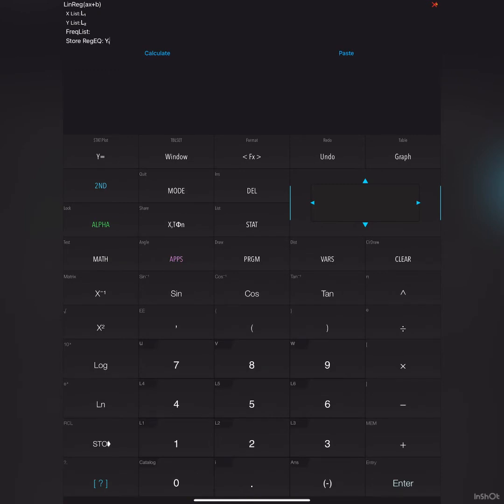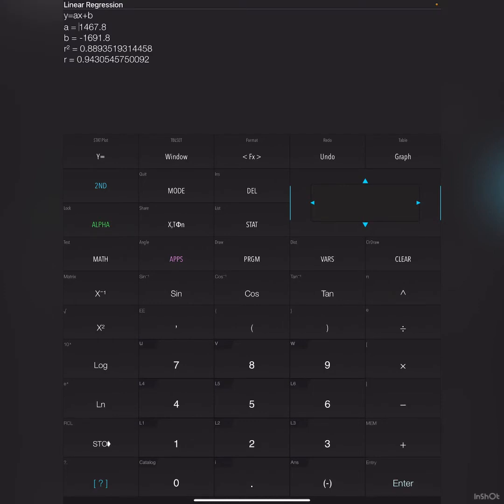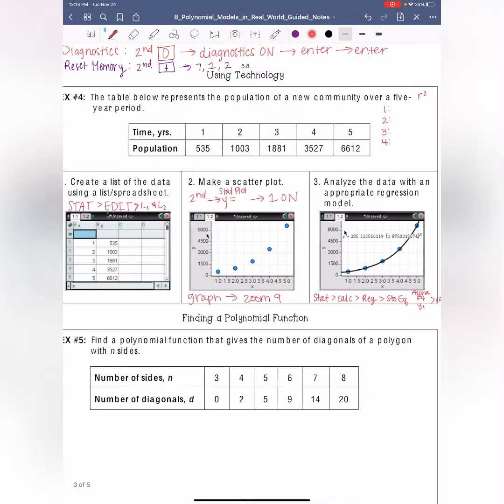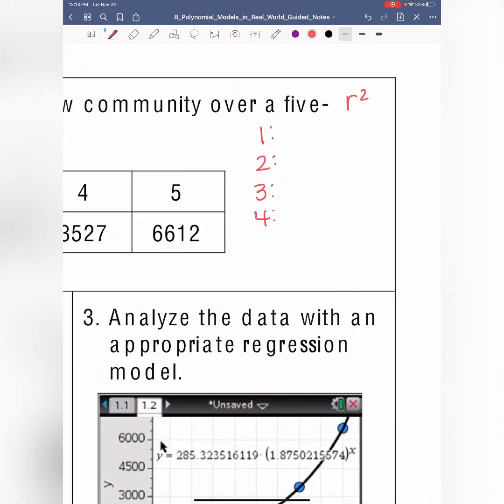All right, from here, we're going to go ahead and click Calculate. And there it is, and we're going to write down those r squared numbers. So this r squared is 0.88935. So now we're going to go ahead and write that down. So we have, for this first one, 0.88935.